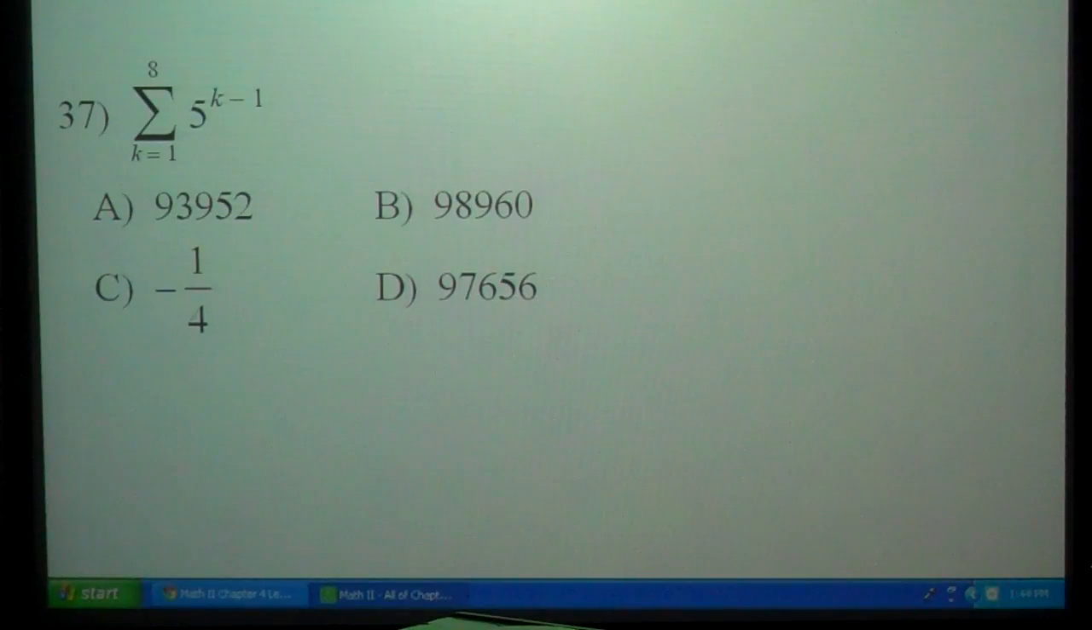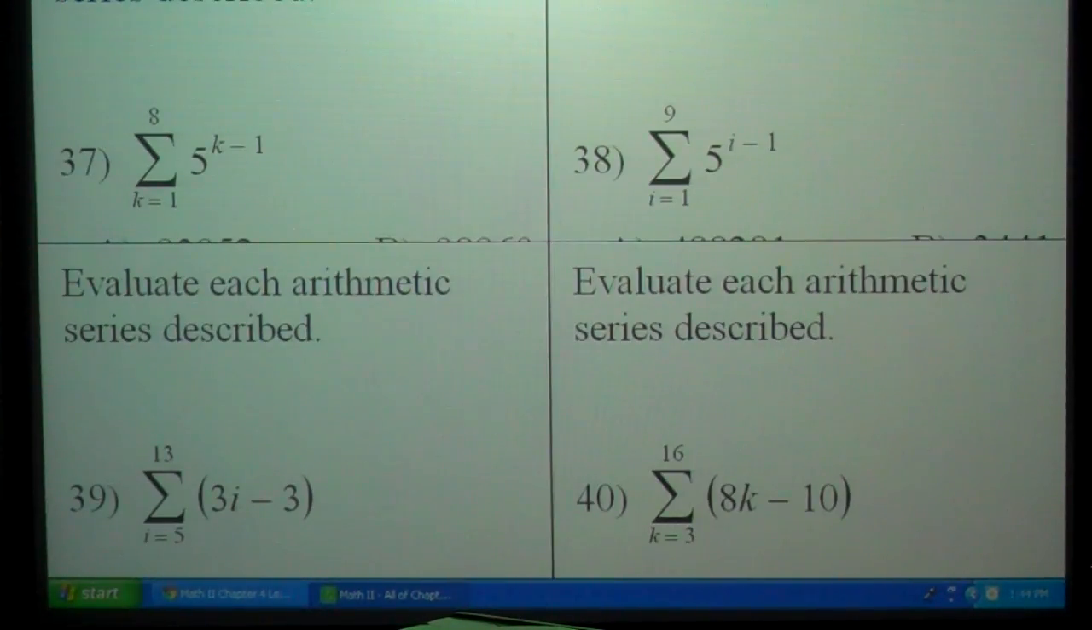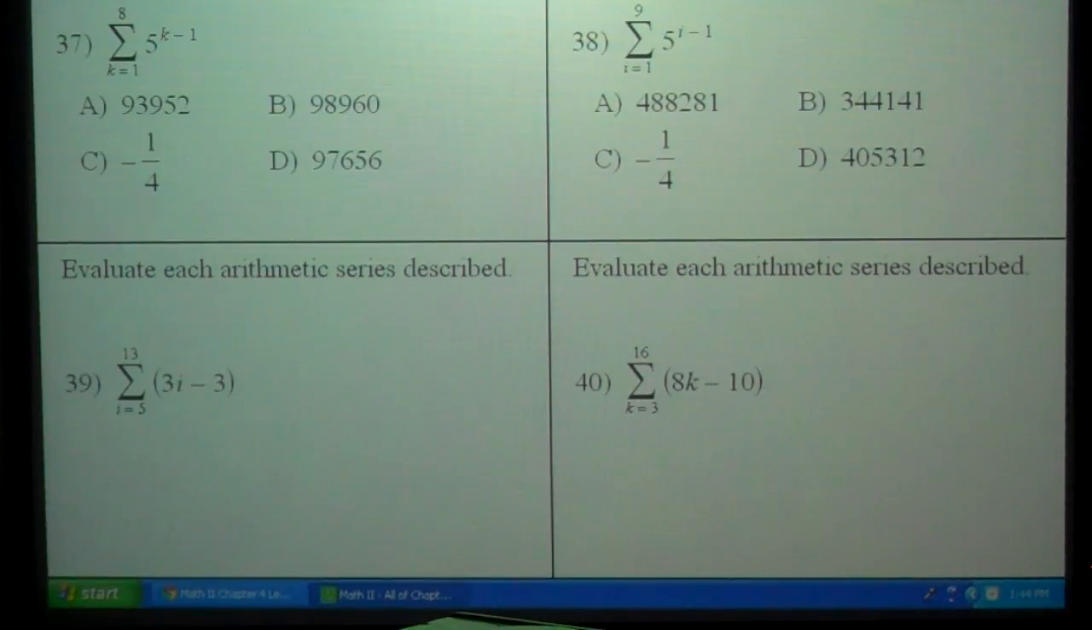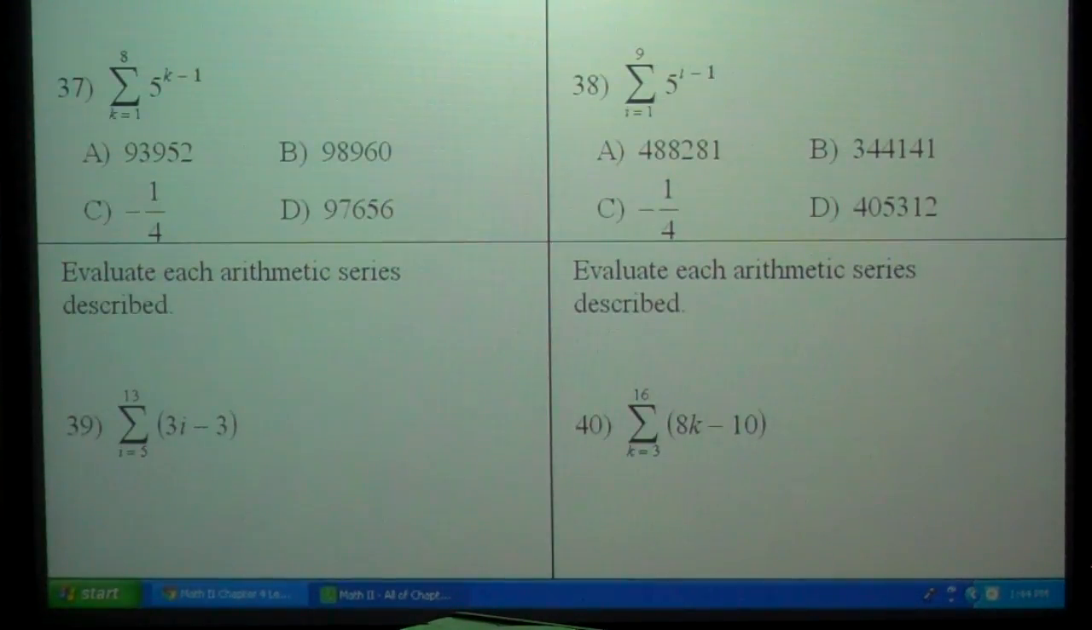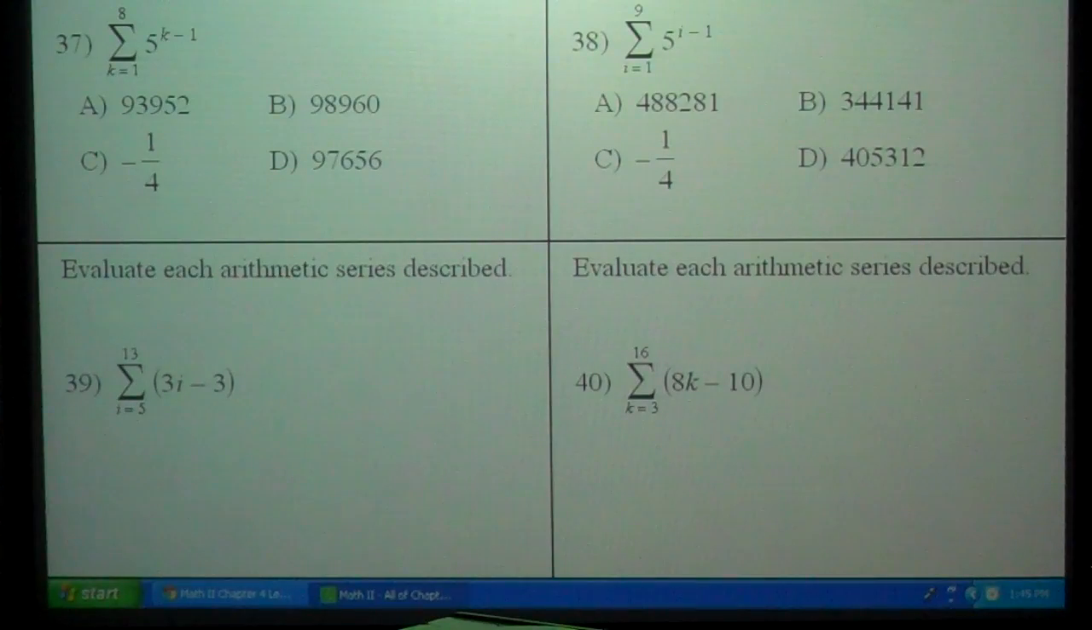Okay. Moving right along, evaluate the geometric series. Let's see if I can put these 4 up at the same time. These 2 aren't multiple choice. I think they should have been, but they're not. That's okay. 37. Here's your sigma. This tells you where to start. This tells you where to end. This is your rule that you type in your calculator. You do all that. Same thing here.